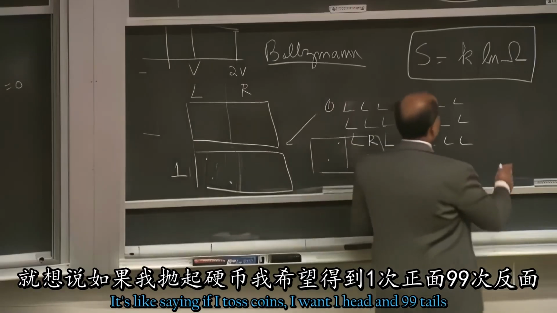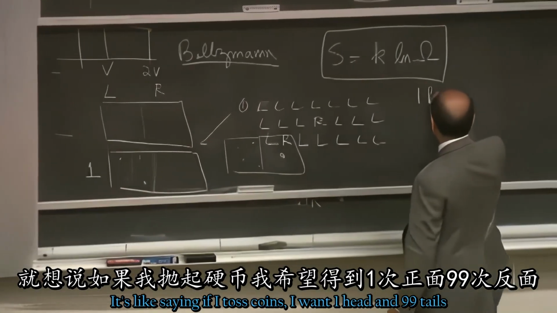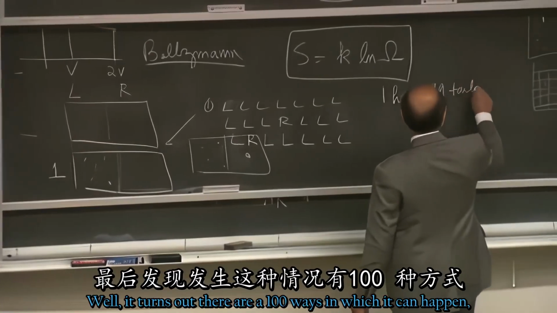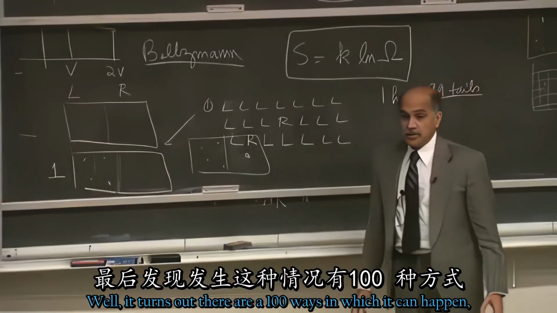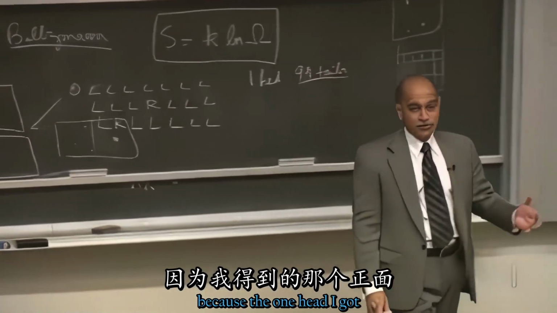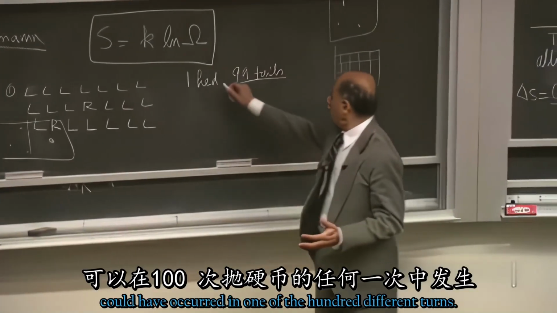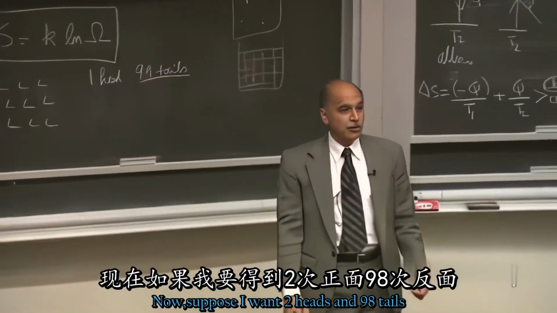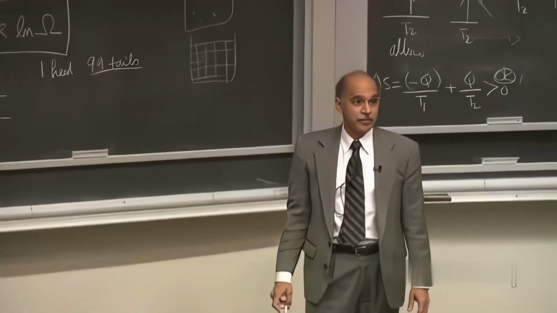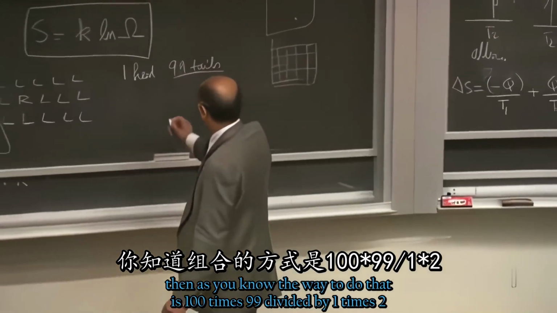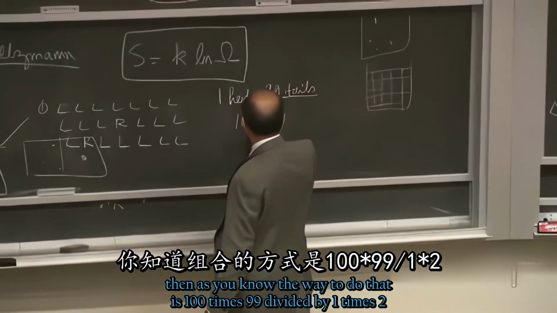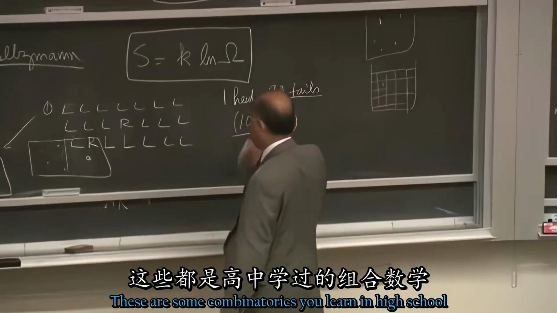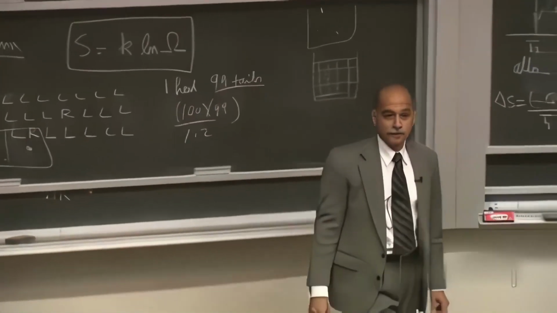It's like saying if I toss coins, I want 1 head and 99 tails. Well, it turns out there are 100 ways in which it can happen, because the one head I got could have occurred in one of the 100 different turns. Now suppose I want 2 heads and 98 tails. Then, as you know, the way to do that is 100 times 99 divided by 1 times 2. These are some combinatorics you learn in high school.